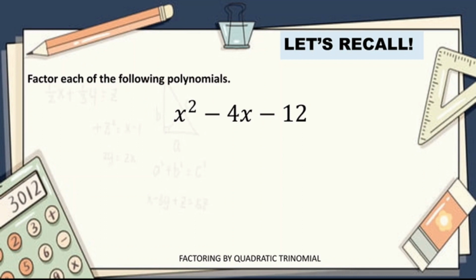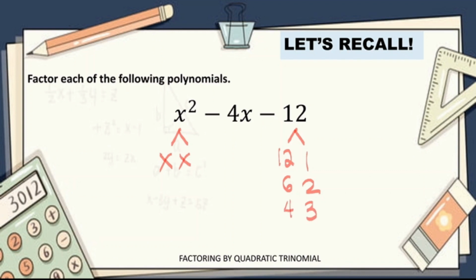Okay, last example for factoring a quadratic trinomial. We factor x squared, or the first term, that is simply x times x. Next, we factor 12. We'll have 12 times 1. We also have 6 times 2. And we also have 4 times 3.